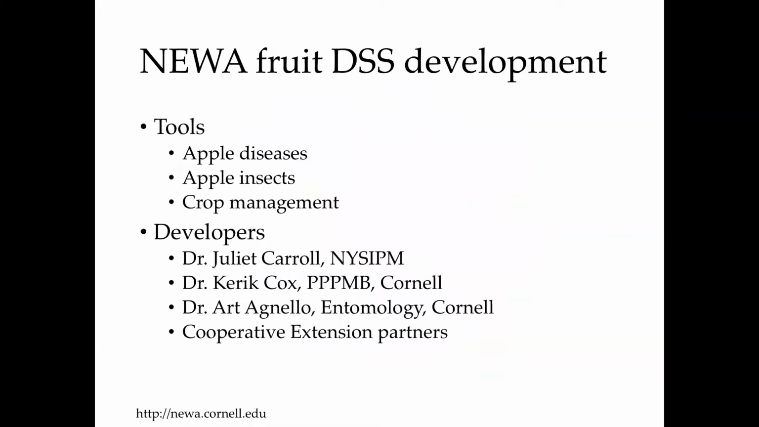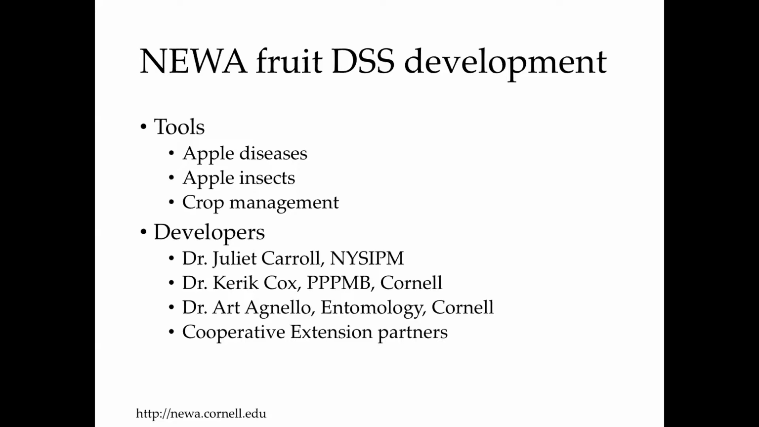So when you think about these different aspects, we use all these different parts to come up with apple diseases, apple insects, and crop management. Those are the outputs that use the hardware and software and so on and so forth. But then we also have the human beings, the brains that say, okay, this is what we need to do in all these separate areas to make it into an effective decision support system.